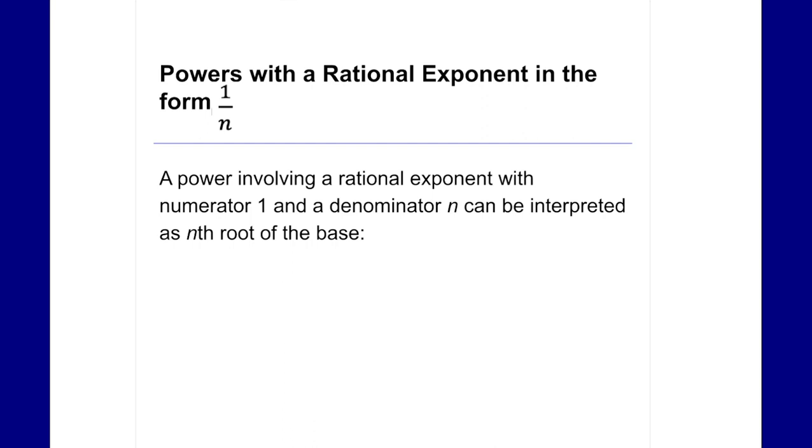A power involving a rational exponent with numerator 1 and a denominator n can be interpreted as the nth root of the base. What that essentially means is, if I have b raised to the power of 1 over n, this is equivalent to the nth root of the base. So this index is going to be our nth root. Let me make this a little bit bigger. We have b to the power of 1 over n is going to equal the nth root of b. So the denominator becomes our index, what root we're looking for.